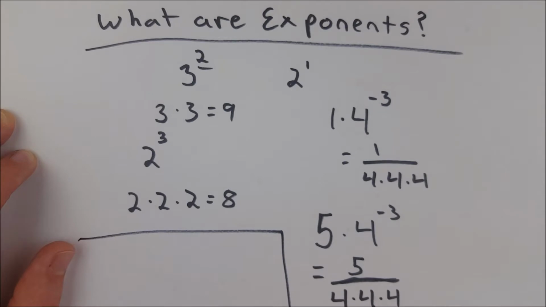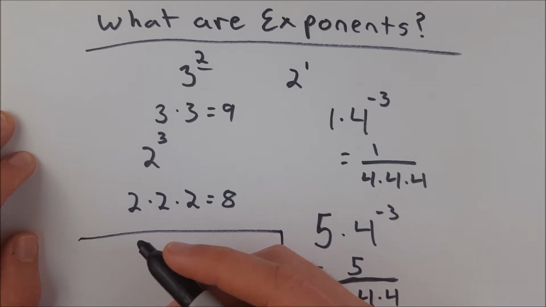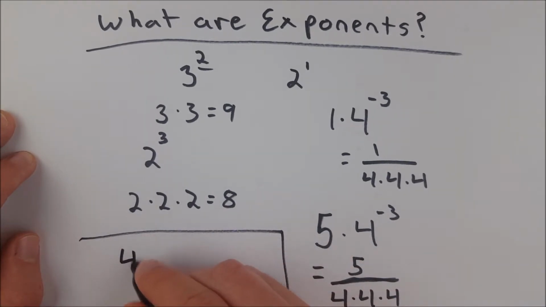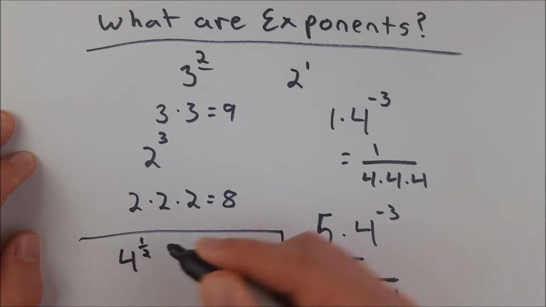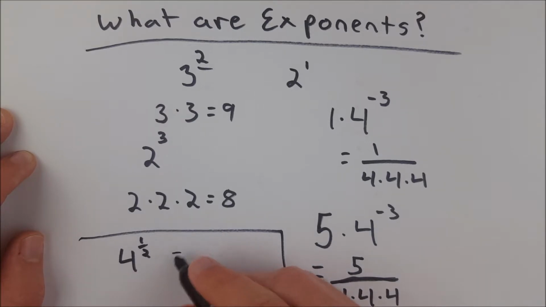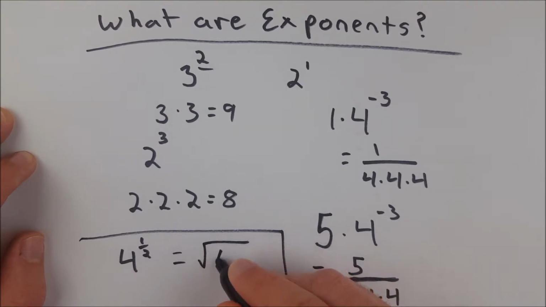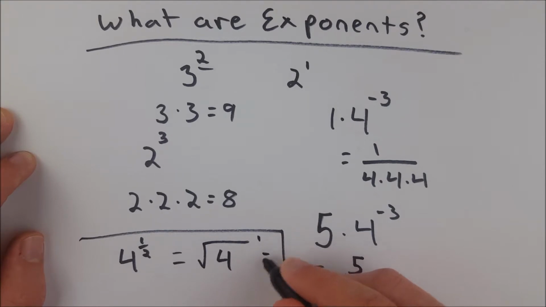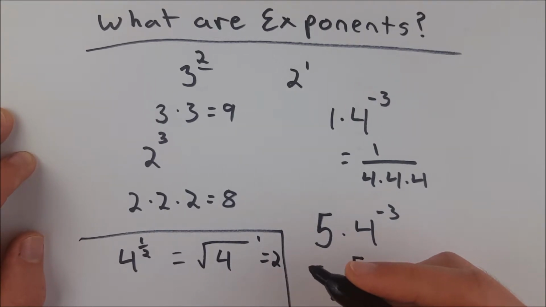The one other case we might have is if something is raised to a fractional power. If you have 4 to the power of 1/2, this tells you to take the square root of 4 and to raise it to the first power. So this is equal to the square root of 4 to the first power, which is just equal to 2.